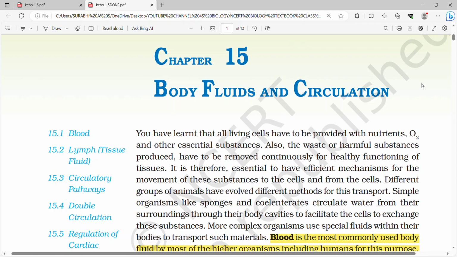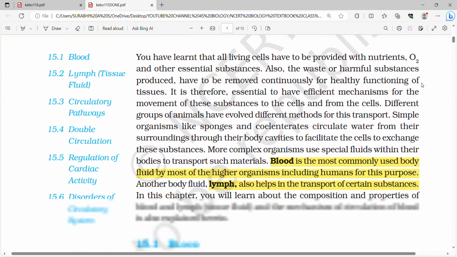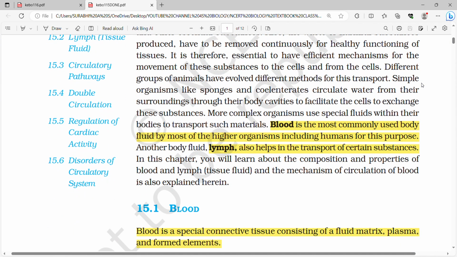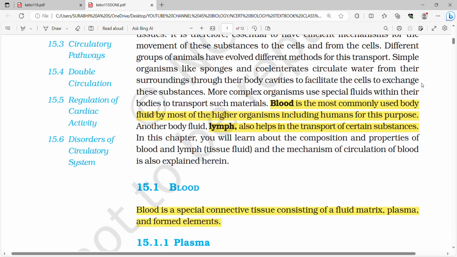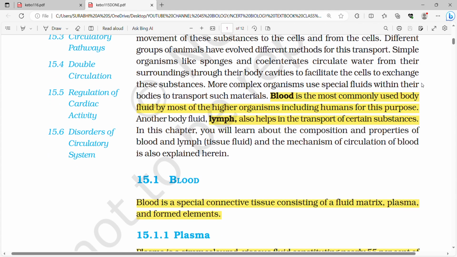So today in this video we are going to look into the human physiology second chapter, that is body fluids and circulation. So let's quickly go through it. Blood is the most commonly used body fluid by most of the higher organisms including humans for this purpose. There is another body fluid called lymph which helps in the transport of certain substances.